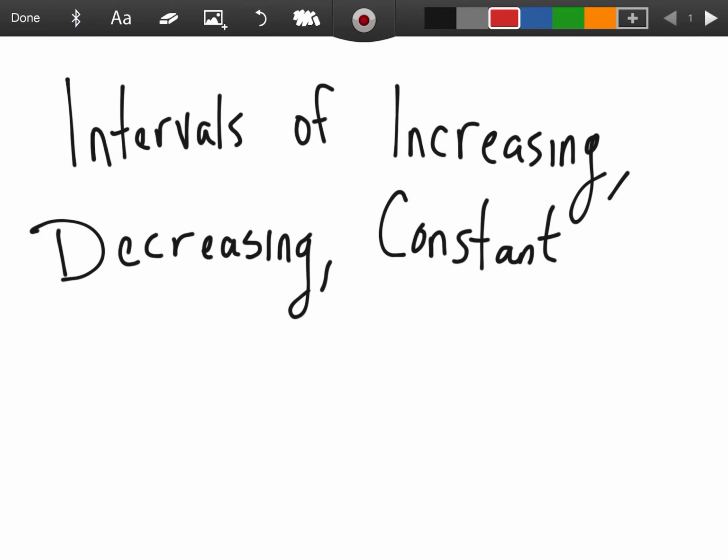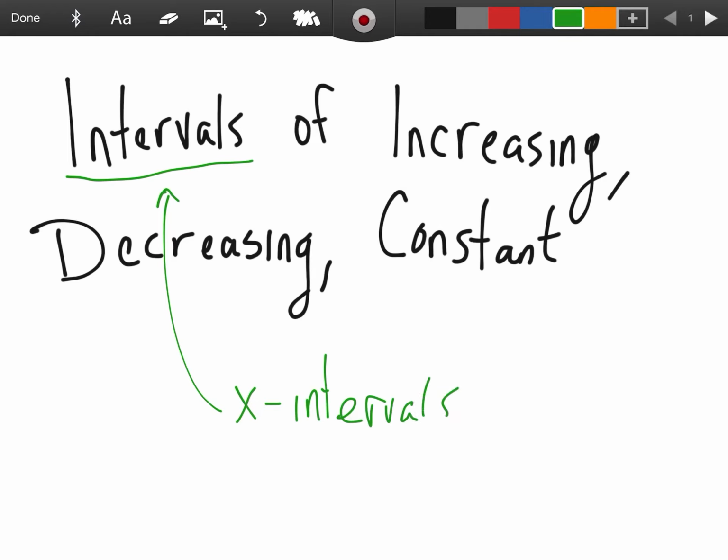In this video, we're going to be talking about functions and when they are increasing, decreasing, and constant. If you notice here, we say intervals of increasing, decreasing, and constant. So we're putting all of our answers in interval notation. One very important thing to note is that these intervals are going to be our x intervals. Those are x intervals when we label our intervals of increasing, decreasing, and constant.